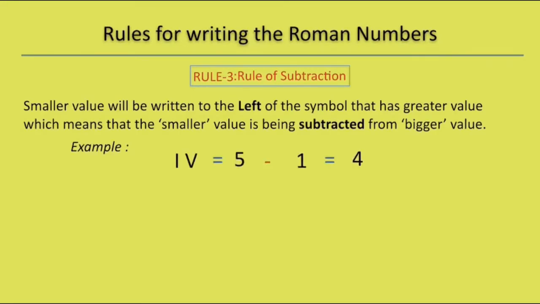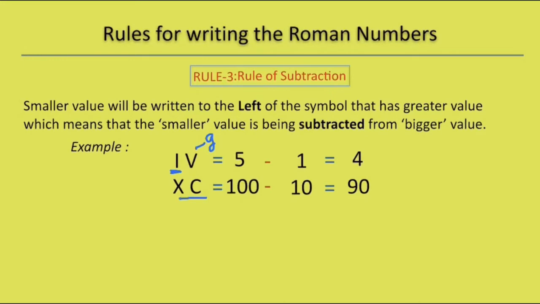Rule 3 is the rule of subtraction. According to this rule, the smaller value which has been written on the left side of the greater value is subtracted from the greater value. That means, as you are seeing in this example, I is placed on the left side of the greater value V. So we need to subtract I value from V. So 5 minus 1 is equal to 4.